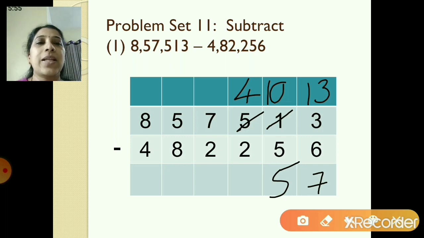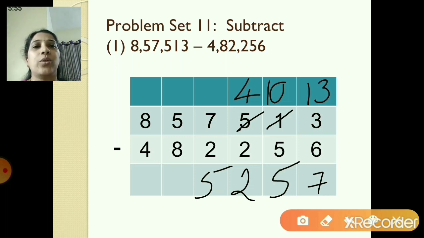Now in the hundreds place it is 4 minus 2. So it will become 2. Now thousands place it is 7 minus 2. It will be 5. Now in the 10,000s place it is 5 minus 8. You cannot subtract 8 from 5. So you are going to borrow 1 from the lakhs place. So in the lakhs place it will become 7 and in the 10,000s place it will become 15. So 15 minus 8 is 7.